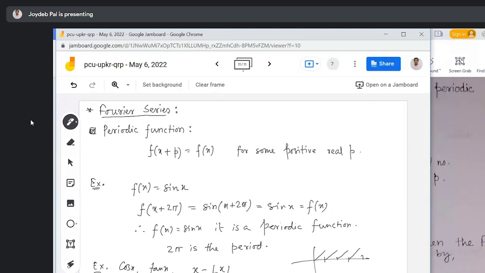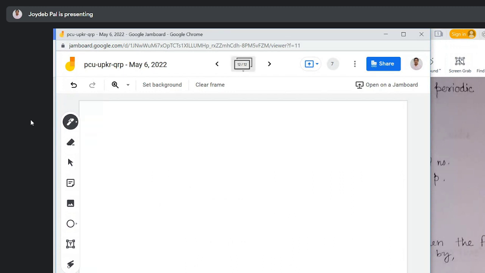The period is 1. The period of x minus box x is 1. Can you tell me what is the period of mod of sin x? We know that the period for sin x is 2 pi. But if the function is mod of sin x, what is the period? The period is pi.